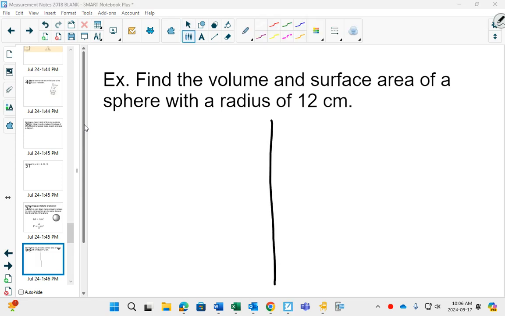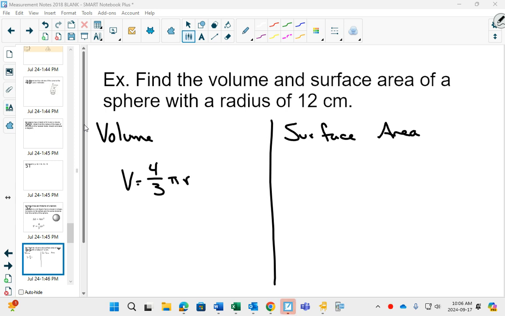So in this question it says to find the volume and surface area. I would say split your page up so we can do one side volume, one side surface area. And both of these have formulas that are really easy to use. Almost always with spheres, for both surface area and for volume, you would write out your formula and ask yourself if you have all the information that you need.